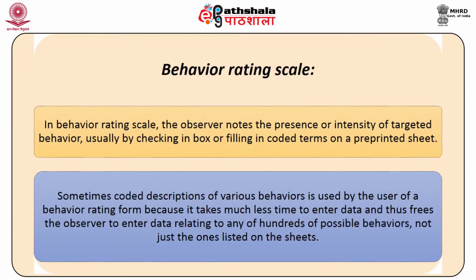Behavior rating scale. In a behavior rating scale, the observer notes the presence or intensity of targeted behavior, usually by checking a box or filling in coded terms on a pre-printed sheet. Sometimes coded descriptions of various behaviors are used by the user of a behavior rating form because it takes much less time to enter data and thus frees the observer to enter data relating to any of the hundreds of possible behaviors, not just the ones listed on the sheets.